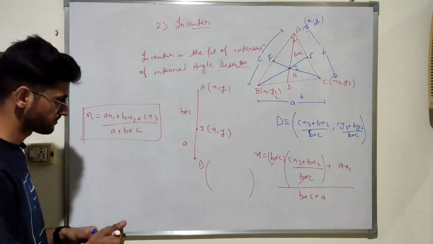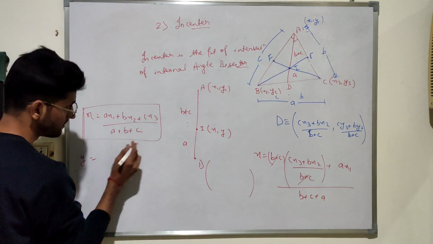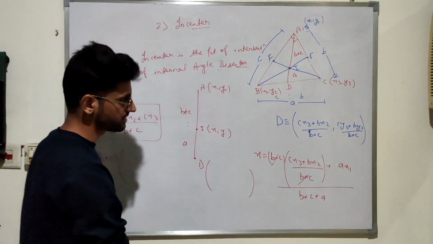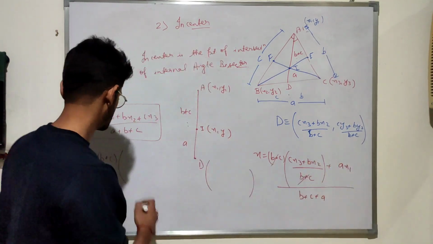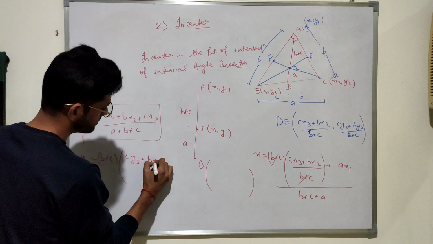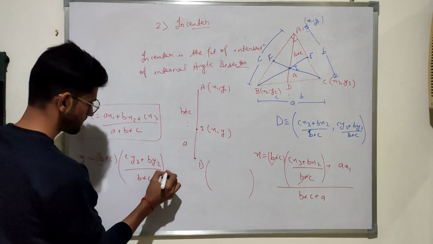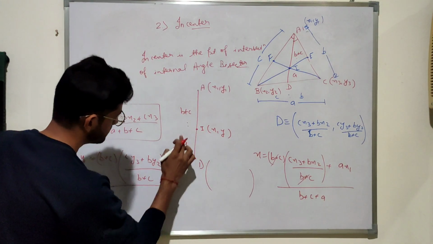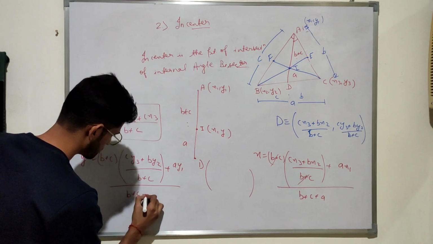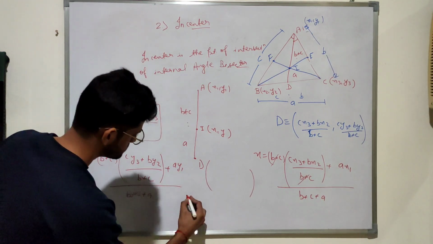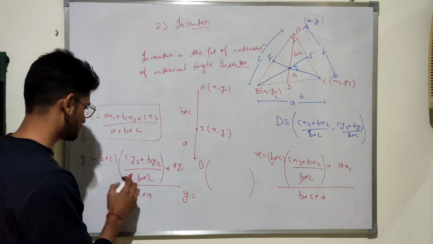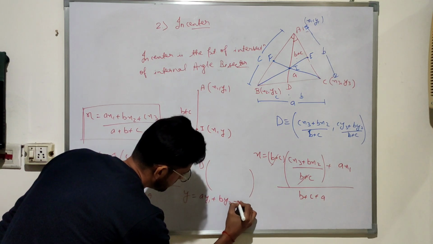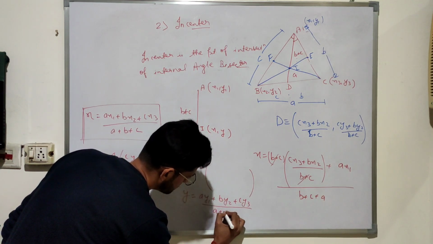Similarly we can write for the y coordinates. So for the y coordinate, y is equal to (B plus C) multiplied by the y coordinate of point D, that is (cy3 plus by2) divided by (B plus C), plus A multiplied by the y coordinate of point A, that is A into y1, divided by m plus n, that is B plus C plus A. After solving it, B plus C will get cancelled out with B plus C. Here we can write (ay1 plus by2 plus cy3) divided by (A plus B plus C).